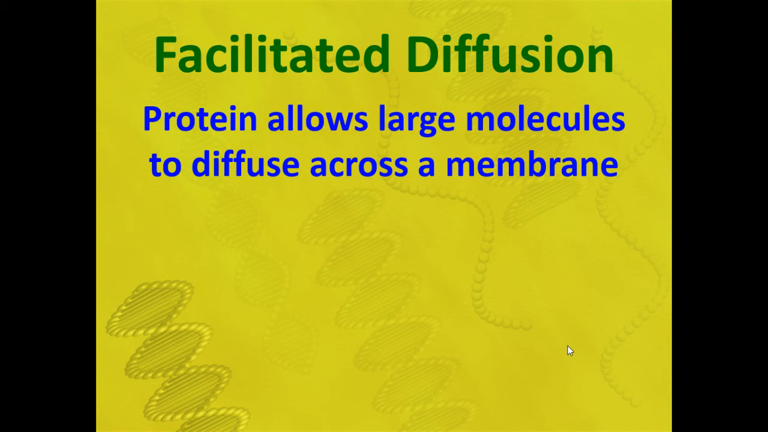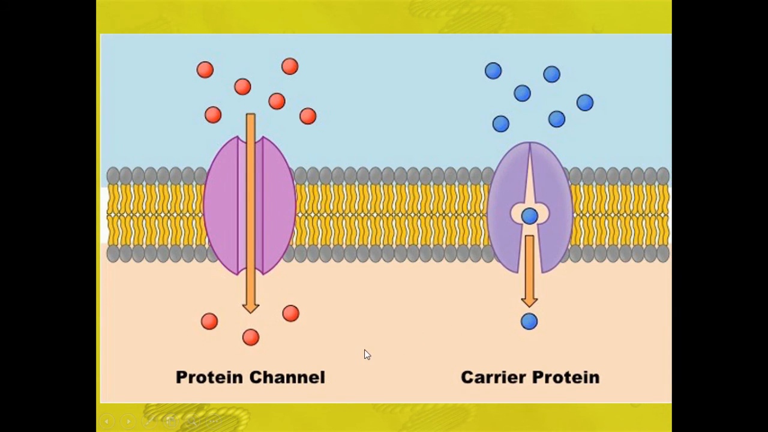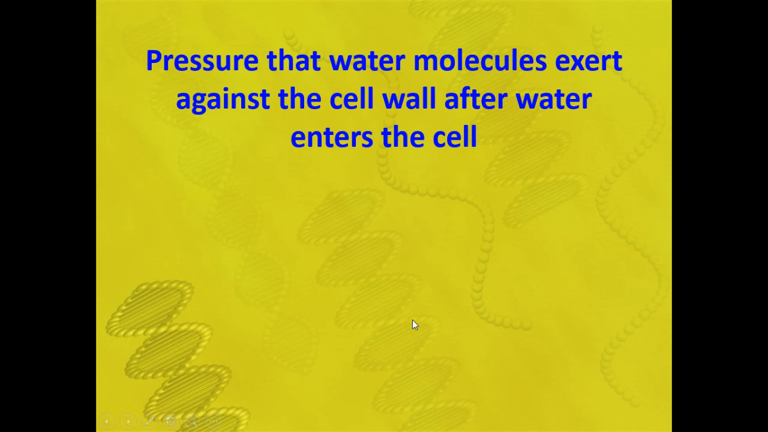Facilitated diffusion is a protein allowing large molecules to diffuse across the membrane, and this can happen with a protein channel or a carrier protein. And that is the last one.